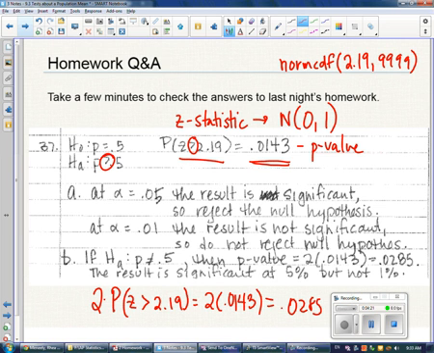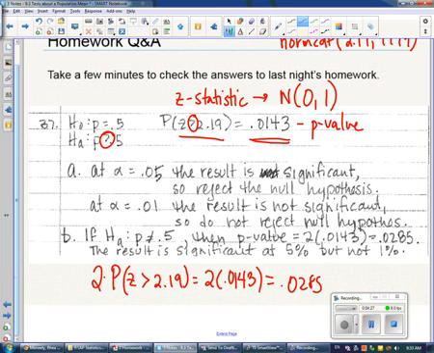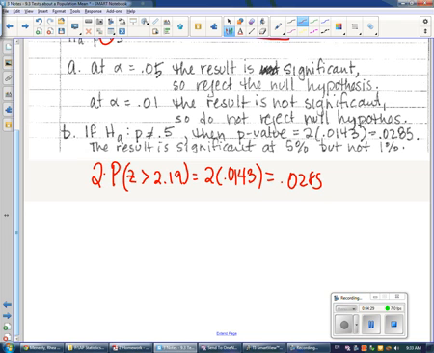And if you're confused about that 2 times, the alternative would be to draw a picture. If I draw a normal distribution here, and I'm using my z-test statistic, I know the middle or the mean of my distribution is 0, and 2.19 is here.